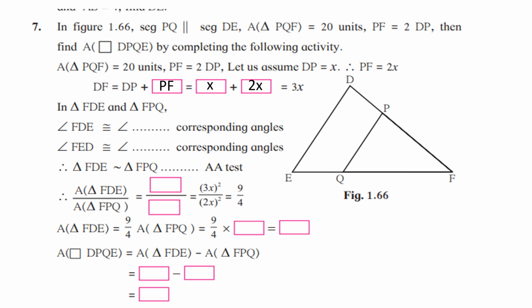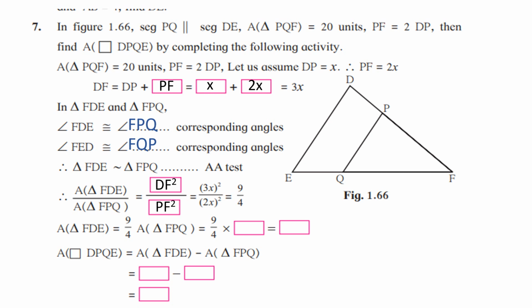In the next, we have two triangles which we have to prove similar, and they can be proved similar by AA test. The angles which are congruent, angle FDE is congruent to which angle? FPQ, because corresponding angle, and second angle, that is FED, is congruent to angle FQP. Again the reason is corresponding angle. This gives me the two triangles similar by AA test of similarity. If triangles are similar, the ratio of their areas is square of their corresponding sides. So it is DF square upon PF square.